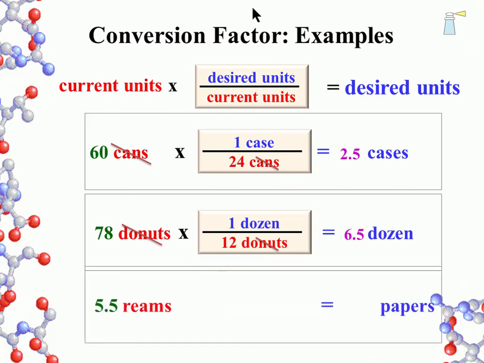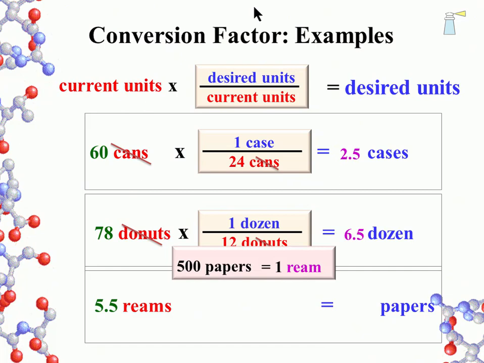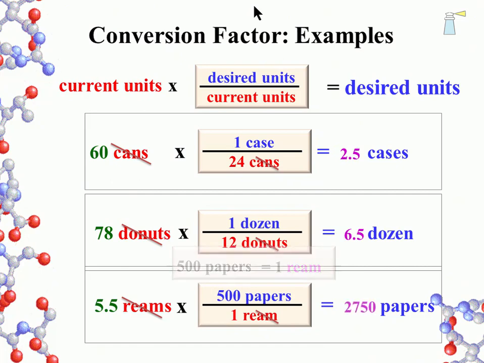Final conversion is 5.5 reams of paper into individual count of paper. Starting with the equality, 500 papers equals 1 ream. The correct unit factor will have the current unit reams in the denominator so that the current units cancel out, leaving the unit papers. The math is multiplication this time. The other two examples involve division. And the final answer is 2,750 papers.